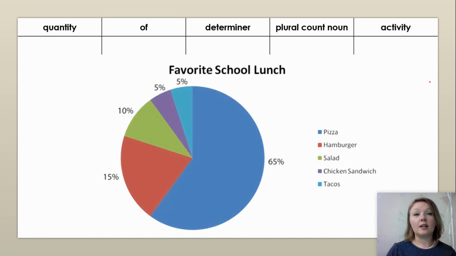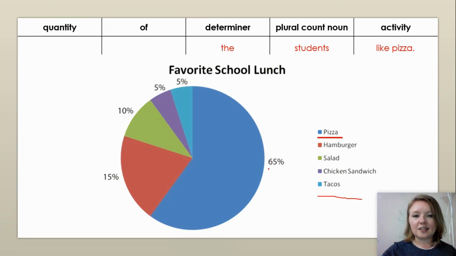Okay, so here we see a chart talking about school lunch, favorite school lunch. So we're going to try to use our terms like all, most, some, many, none, some, a lot, and so on, half, to see if we can describe the favorite school lunch. Let's start with our plural count noun, which is students, right? So we're talking about school lunch. We're talking about the students. And let's look at how many students like pizza.